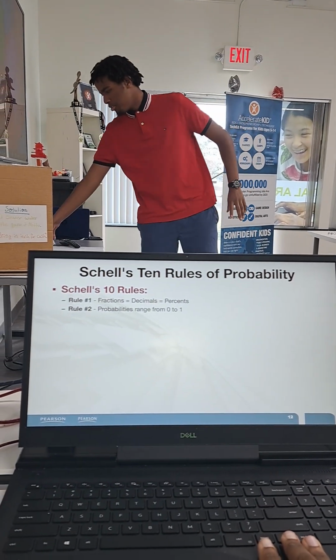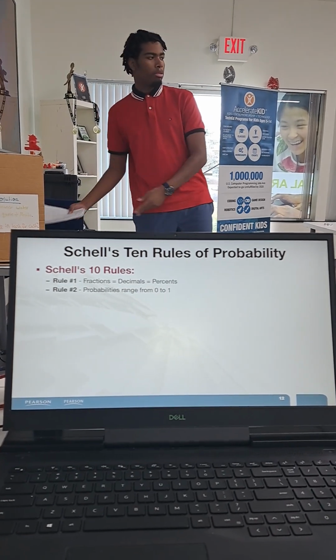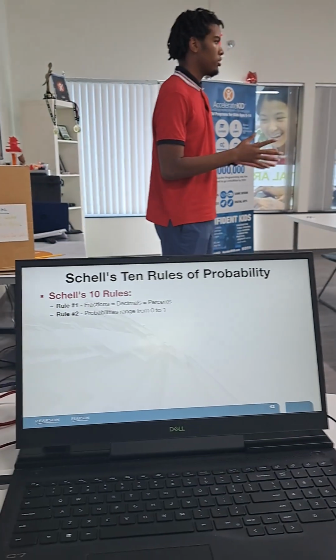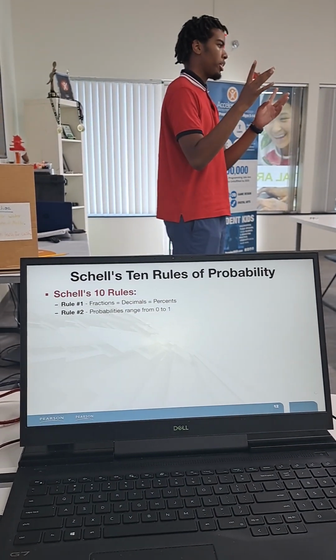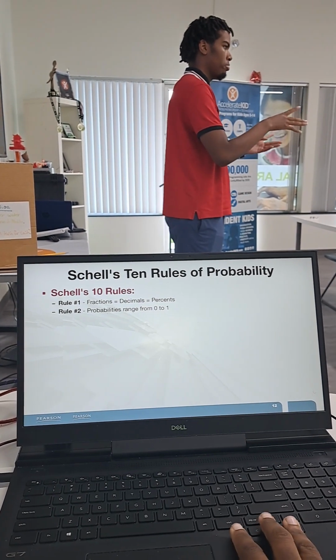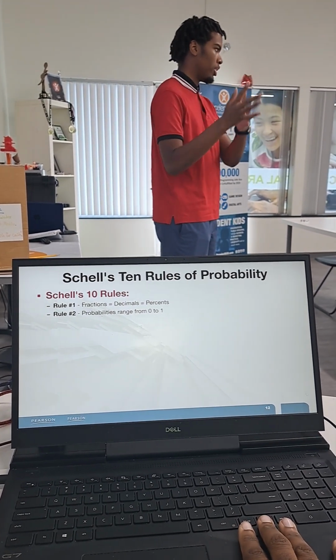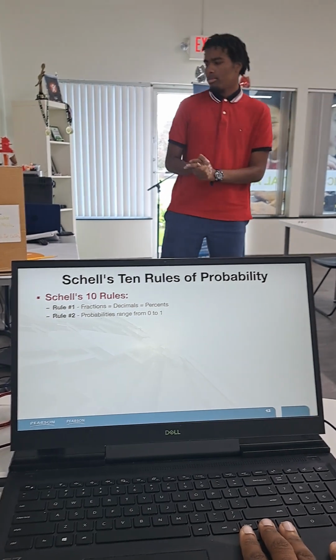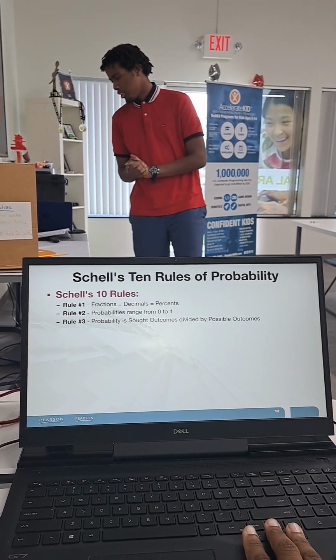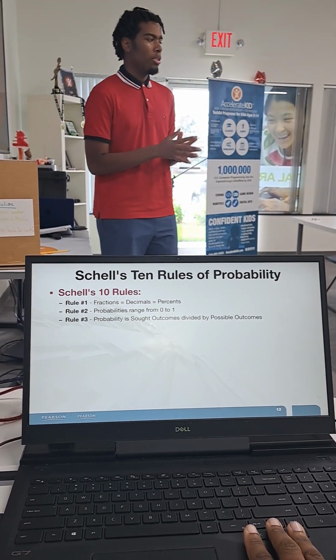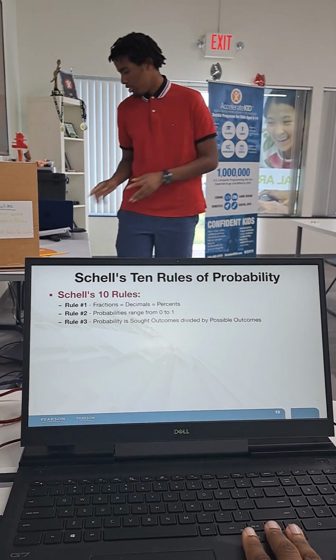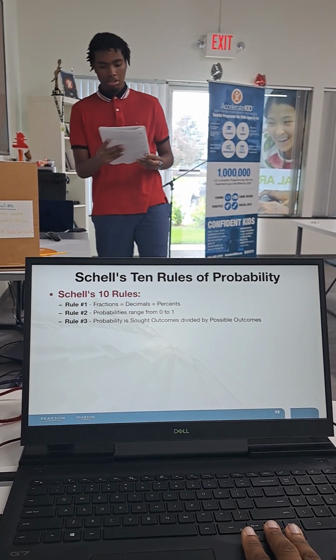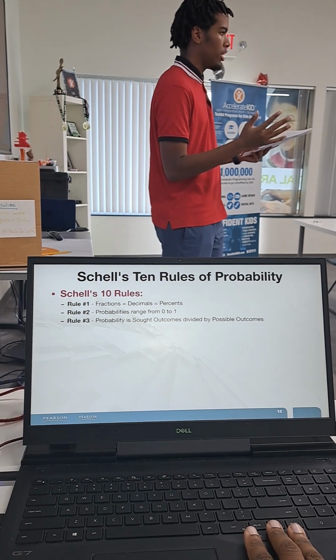And Rule 2 is probabilities range from 0 to 1. So basically, there can be no less than 0, but there can be no more than 100%. Rule 3 is the probability of sought outcomes. Probability is sought outcomes divided by total outcomes.